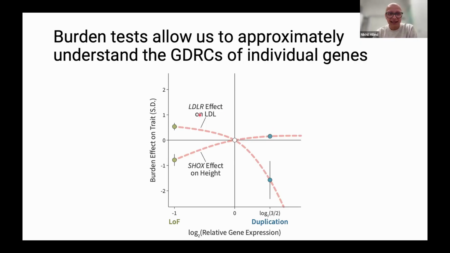And here's a classic example of deleting LDLR, which is the LDL receptor. So deleting LDLR, we do expect it to increase LDL, and duplicating it, we do expect it to decrease LDL. This is a very well-characterized gene. So both of these are well-characterized genes. So this all sort of makes sense.